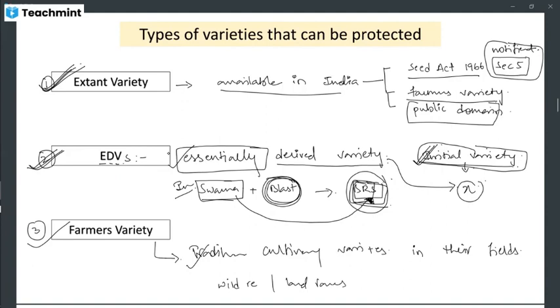They might be your wild relatives, or they might be the land races. Farmers will have more and more common knowledge on these things, right? So traditionally cultivated varieties in the farmers' fields for the past few years, which might be your wild relatives and land races, where farmers have some common knowledge, those varieties are known as your farmers varieties. So extant varieties, essentially derived varieties, and farmers varieties: these three types of varieties can be protected under your PPV FRA.